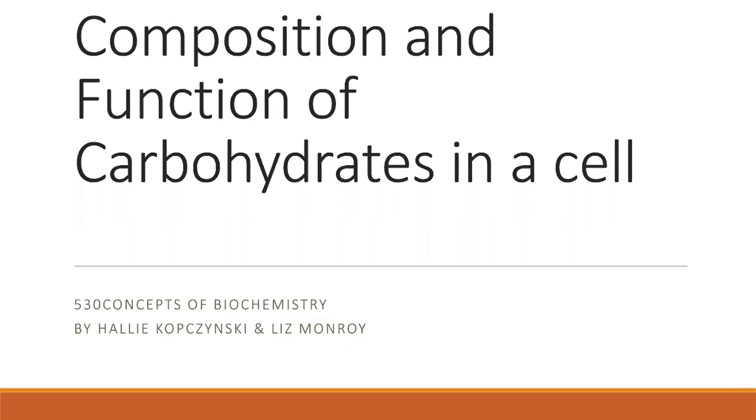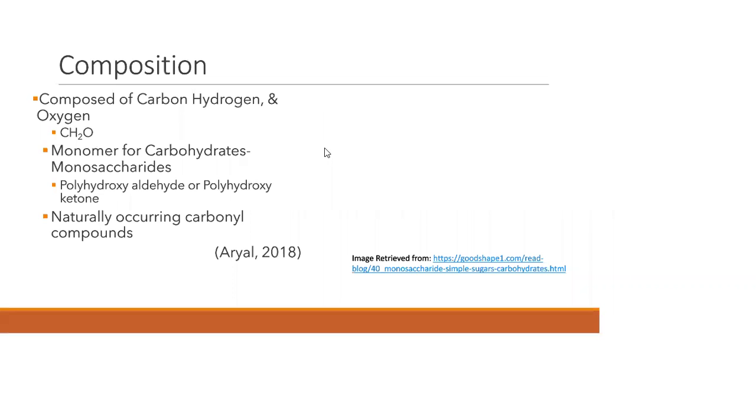We are talking about the composition and function of carbohydrates within a cell. So the composition of carbohydrates consists of carbon, hydrogen, and oxygen. Typically, the empirical structure is represented by CH2O.